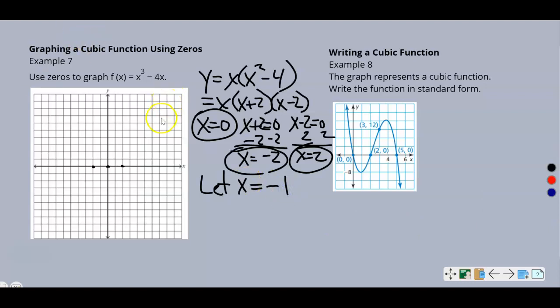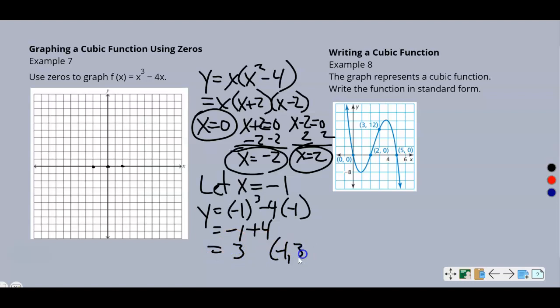So I'm going to take my function, y equals negative 1 cubed minus 4 times negative 1. All right, negative 1 cubed is negative 1. Negative 4 times negative 1 is plus 4. So that's going to be 3. So when x is negative 1, y is 3. So there's another point. I'm going to go up 1, 2, 3.